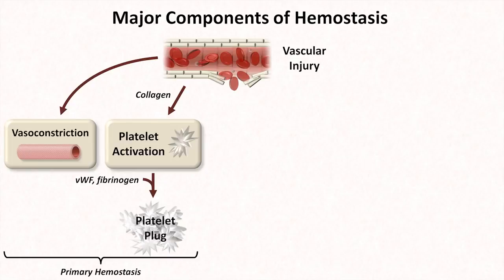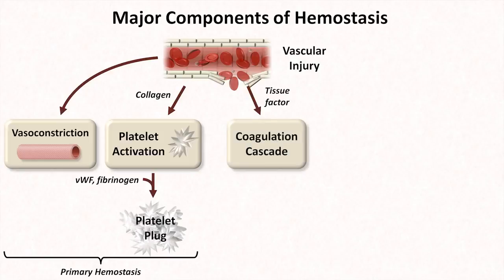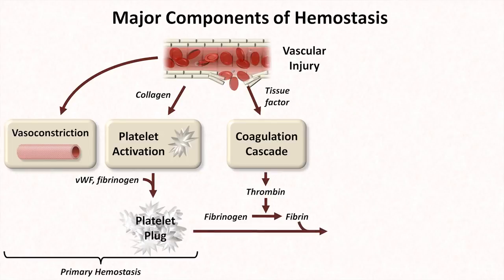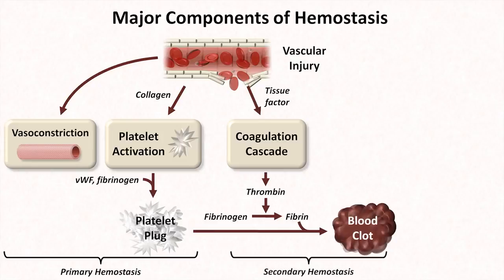The second phase of hemostasis is largely triggered by exposure of tissue factor during vascular injury, which triggers the coagulation cascade, the end result of which is thrombin's conversion of fibrinogen to fibrin. Fibrin polymerizes, generating fibrin strands, which are superimposed on the platelet plug and trap red blood cells to form a blood clot. This is secondary hemostasis.